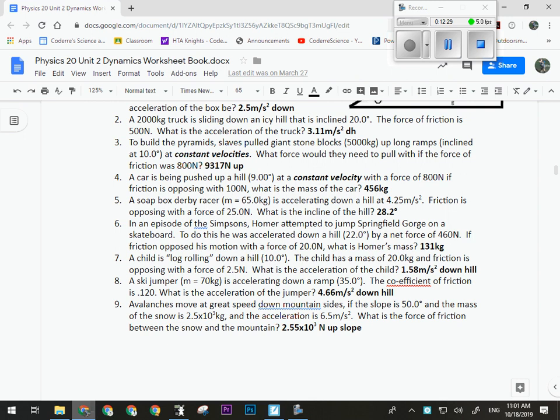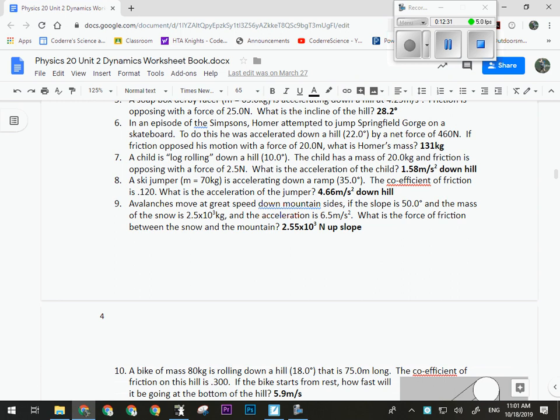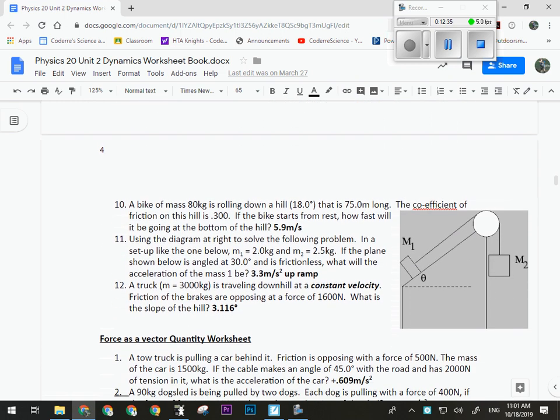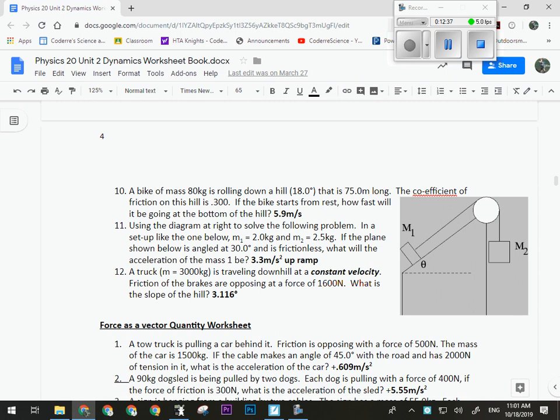I would like you guys to try number 11. That's like the mother of all Newton's second law questions. It involves an inclined plane and a pulley. So we have to remember the rules for an inclined plane, that little triangle.